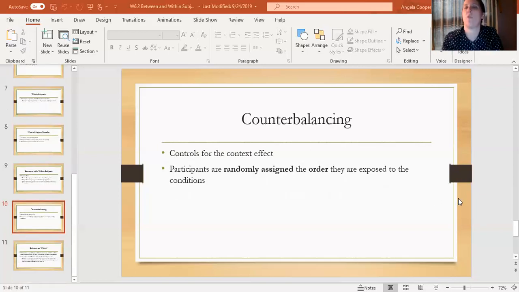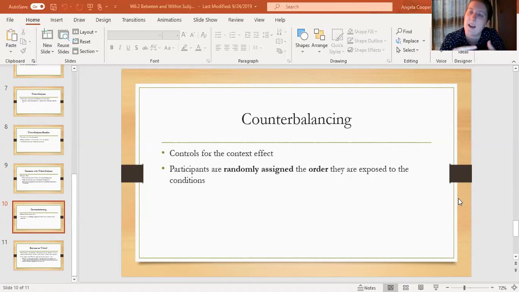So ways to control for the context effect, where again, the exposure to one of the conditions is influencing your outcome for the other, would be to counterbalance. Whereas between subjects, we had random assignment of participants to conditions, because you're in one condition and you're done. For that, random assignment meant what condition are you going to be in. But for within subjects, it is counterbalancing.